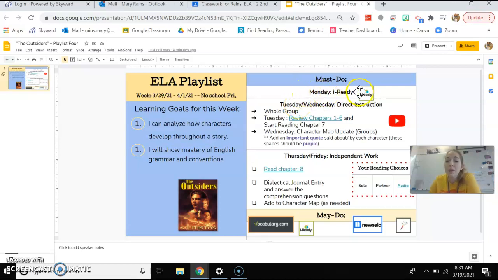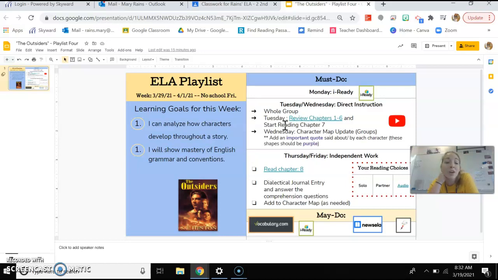So to start with, Monday is going to be iReady for you guys. So you need to either get 30 minutes or you need to pass a lesson. Our whole group instruction this week is actually going to be Tuesday, Wednesday instead of Tuesday, Thursday. On Tuesday, we're going to review chapters 1 through 6 from the Outsiders so that you guys can kind of remember what we went over the first half of the book. And then we're going to start reading chapter 7 together.